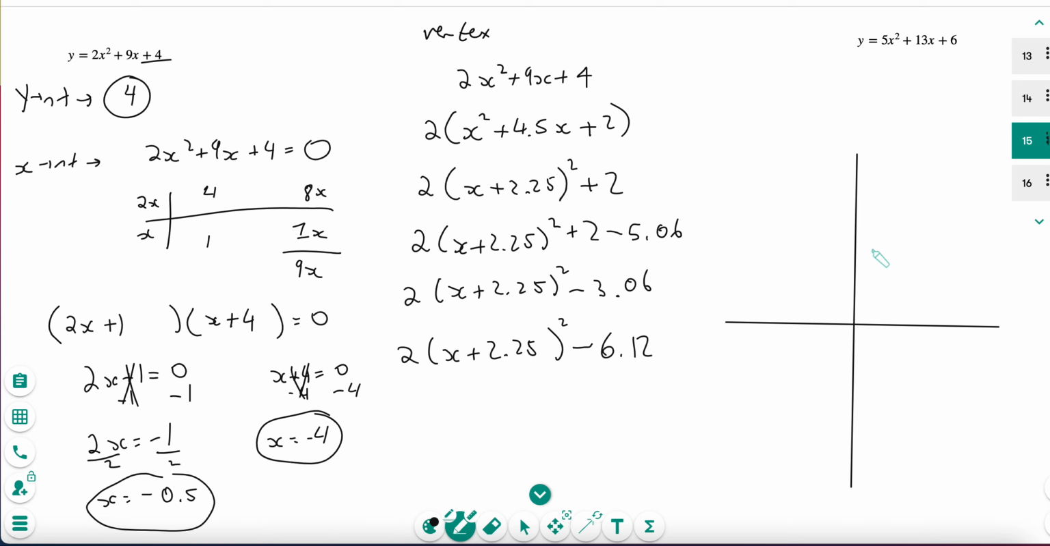All right, the y-intercept is 4. X-intercepts are -4 and negative 0.5. And our vertex, I should write it down, is negative 2.25 and negative 6.12. So negative 2.25, negative 0.12, which is here. So 1, 2, 3, 4, boom. That's how you sketch it.